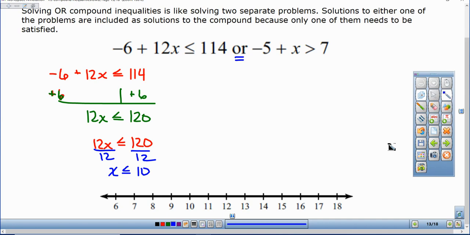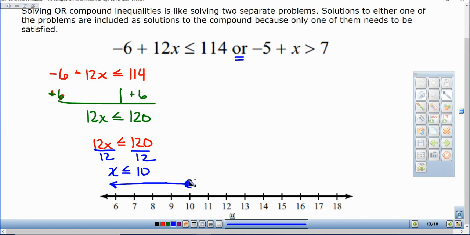So what numbers are we talking about? Well, here's 10. The numbers less than 10 would be there. And since it says equal to, we're saying that 10 itself would work in this inequality because 10 is not less than 10, but 10 is equal to 10.